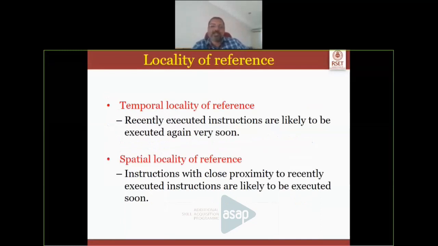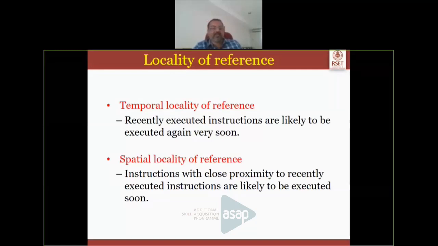Before going into the detail, let's study two technical terms: locality of reference, two things. Temporal locality of reference and spatial locality of reference. I'll try to explain it in this way. Take the case of a loop.